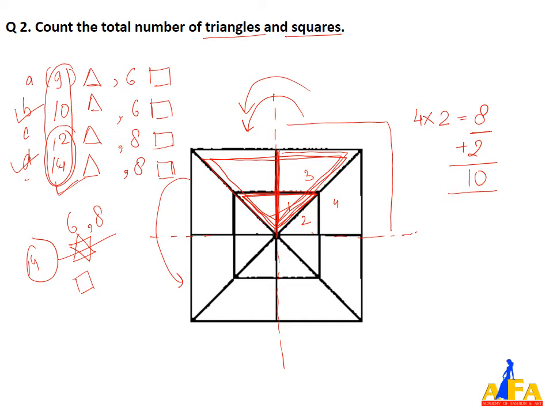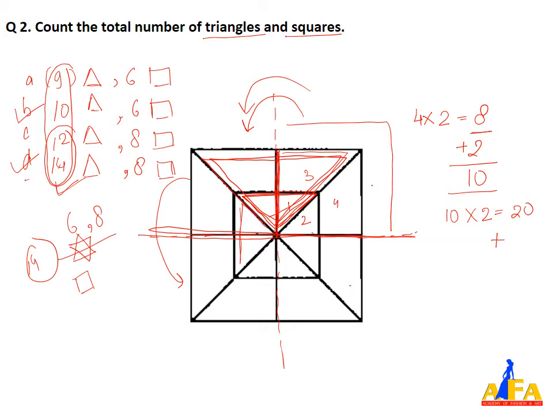Then we can see that we have calculated the number of triangles in the upper figure. So the number of triangles in the upper figure is equal to the number of triangles in the lower figure. So if the number of triangles is 10 in the upper figure, then in the lower one also it will be 10. So we will calculate by multiplying by 2. So 10 into 2 is 20. Now we have to add those triangles which are common to both upper and lower.